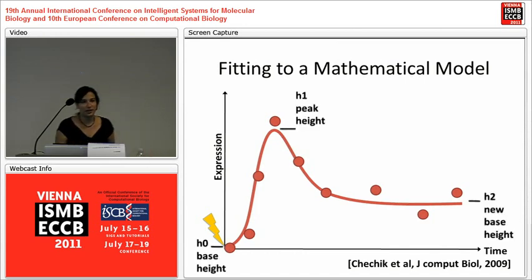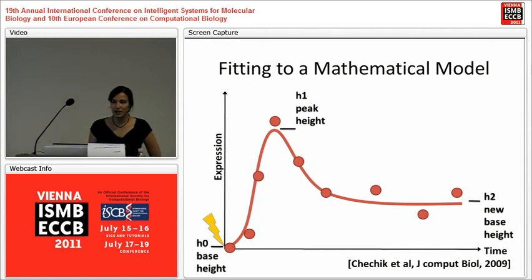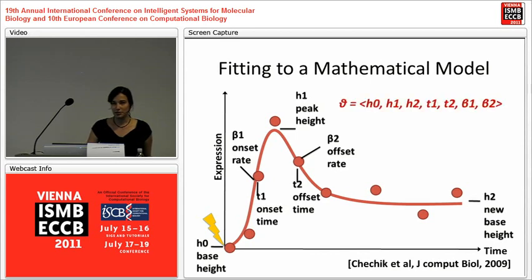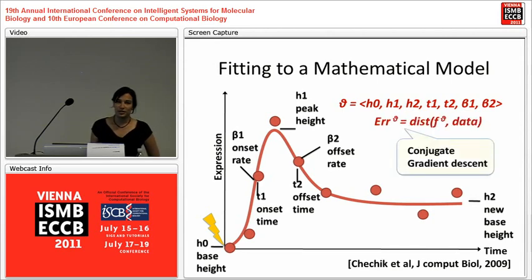It had three height parameters: the base height, the peak height, and the new base height. Two temporal parameters of the onset and offset times, and two parameters for onset and offset rates. So in total we have 7 parameters, which are exactly the parameters that we wanted. And we learned those parameters by minimizing an error function, which is the distance between the function and the measured data at the time points that we have. And we learned that by conjugate gradient descent.